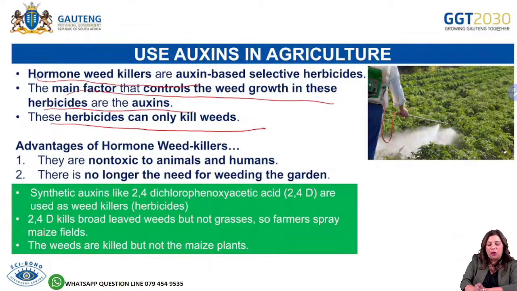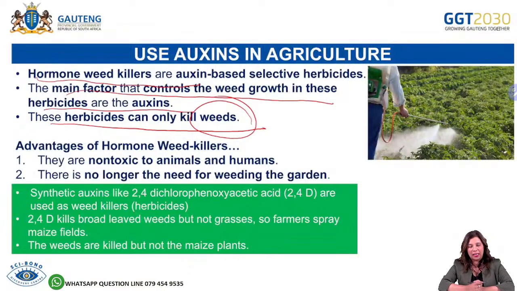These herbicides can only kill weeds. So that means I can put this herbicide next to my rose trees. It's not going to kill my rose tree. Many people think that when you use herbicides, they will kill your other plants. They won't kill your other plants. They are made specifically to kill weeds in this case.